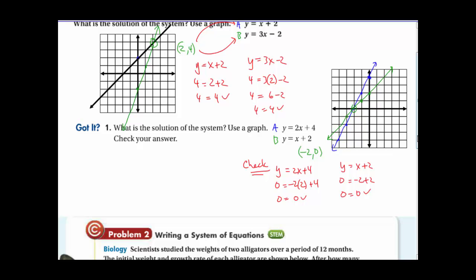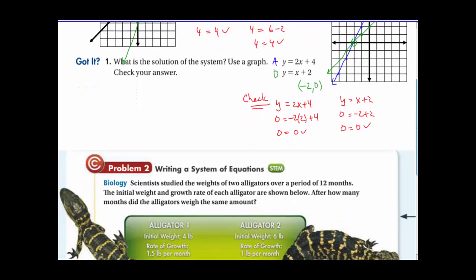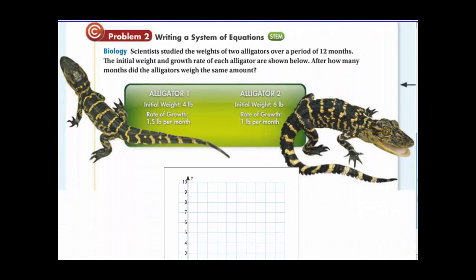Okay. Problem 2. Real life, real world. Biology example. Scientists studied the weights of 2 alligators over a period of 12 months. The initial weight and the growth rate of each alligator are shown below. After how many months did the alligators weigh the same amount?